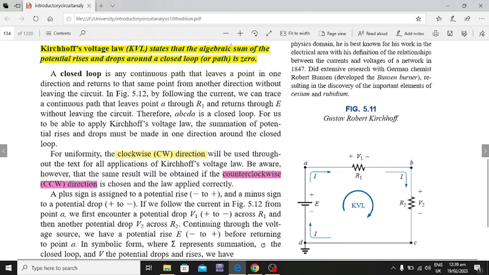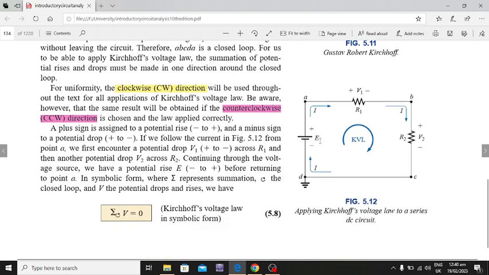He described that the algebraic sum of the potential rises and drops around a closed path is zero. So if you add E, V1 and V2 according to their values and their signs, you will definitely get the result of zero. In order to understand this circuit diagram, you must consider two directions, either clockwise or anti-clockwise, or counterclockwise, whatever you may call it. I am using the clockwise direction here.